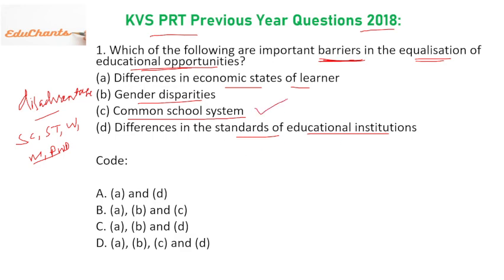But common school system is not a barrier, but a good initiative of the government to implement common school system. That means everywhere 10 plus 2 plus 3 system will be followed. The same kind of syllabus will be provided, right? So this is how common school system works. That means common school system is a facilitator, not a barrier. That means A, B, and D. We have to find out. Yes, A, B, D is the right answer. That is why let us check the right answer. Then yes, C is the right answer. As you can see, right? A, B, D, not common school system.